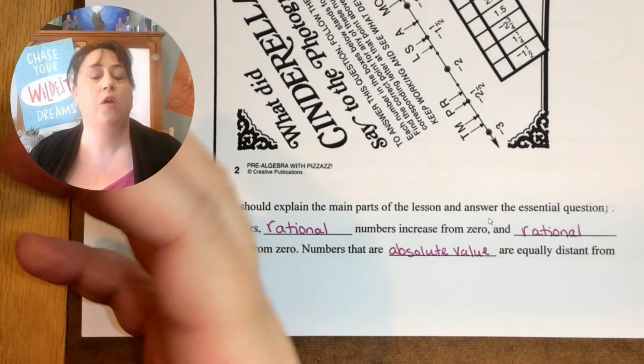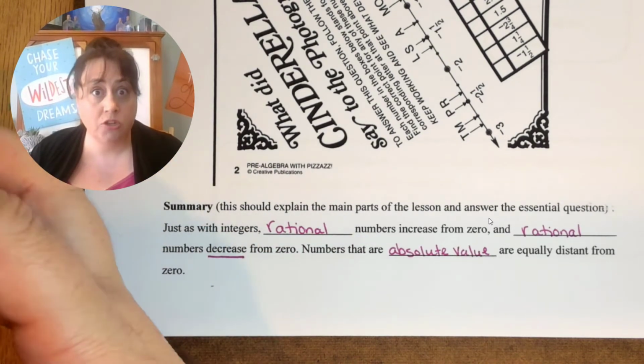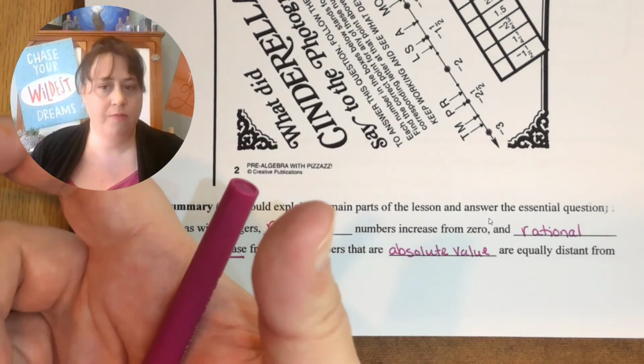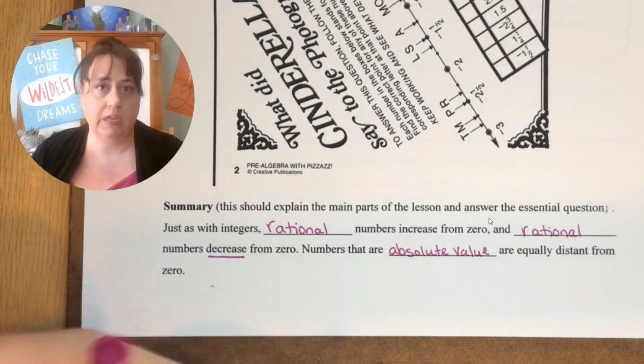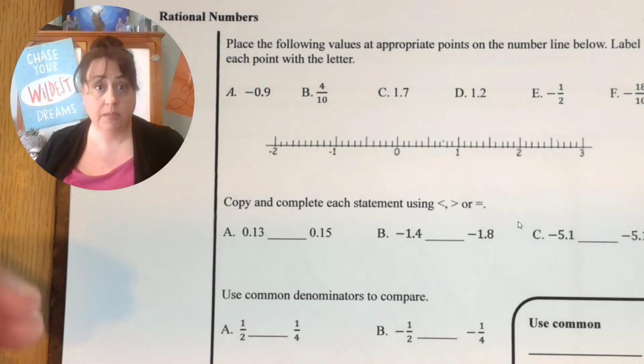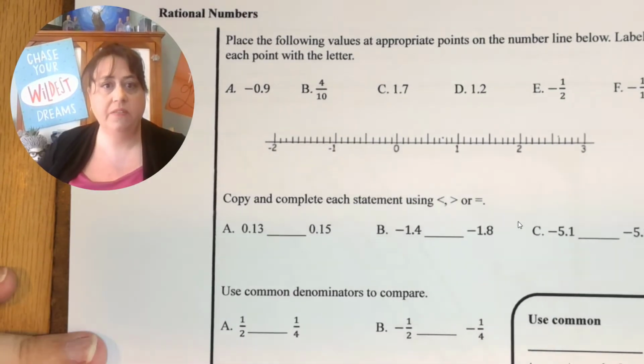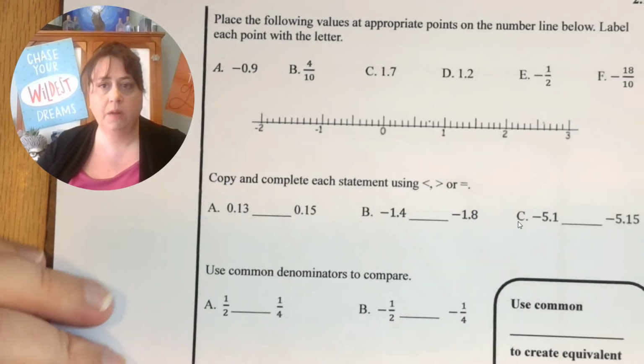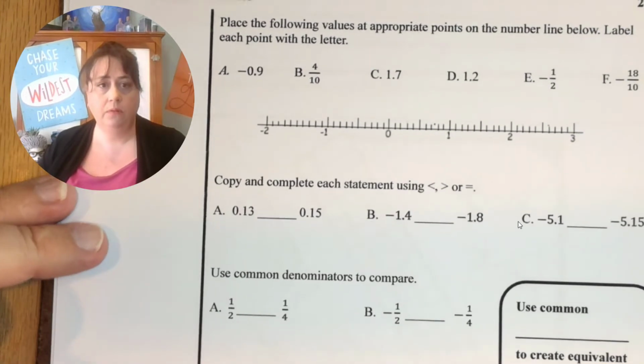So they're going to follow a lot of the same rules that integers follow. They're just now rational numbers. So that gives us our decimals and our fractions. So let's turn the page and let's look at some of these numbers. Place the following values at appropriate points on the number line below. Label each point with the letter.